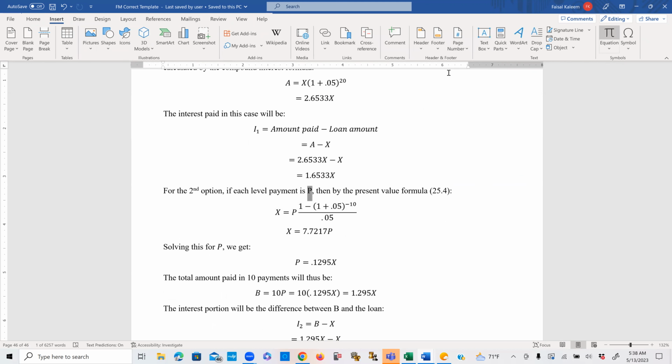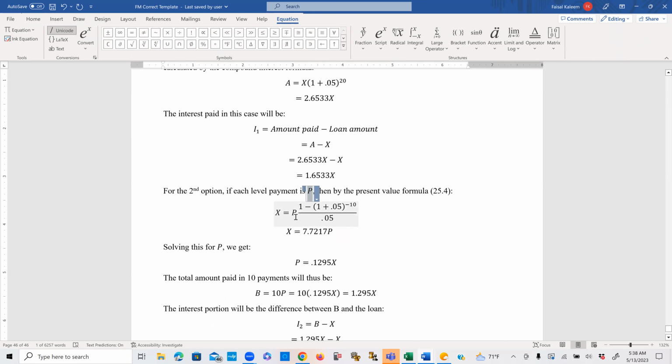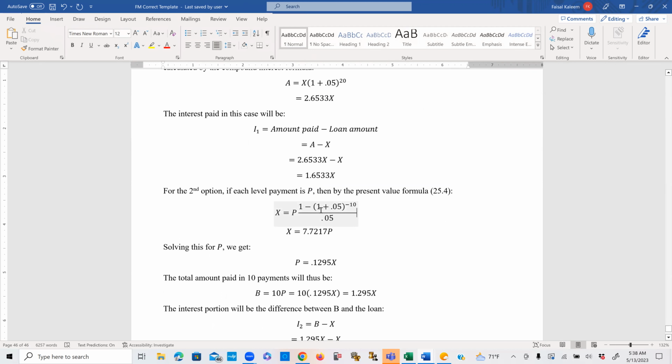Then X will be equal to P times 1 minus 1 plus i to the power negative n, divided by i. So n is 10 because there are 10 payments. This quantity after the P reduces to 7.7217. And if we solve this equation for P by dividing by 7.7217, we get P equals 0.1295X. So that's each payment. Remember, P is each of the level payments, and there are 10 of them. So the total amount that she pays in the second case will be 10 times P, which would be 10 times 0.1295X, so 1.295X.